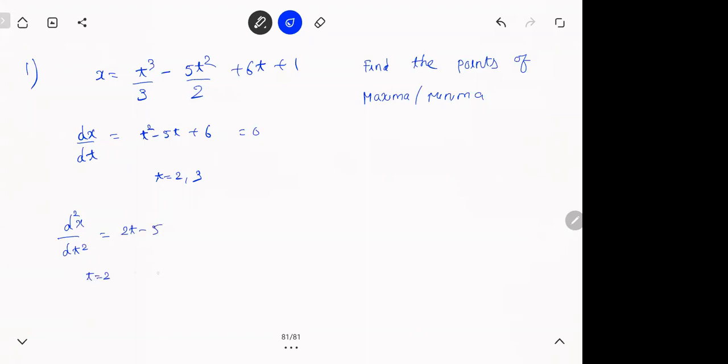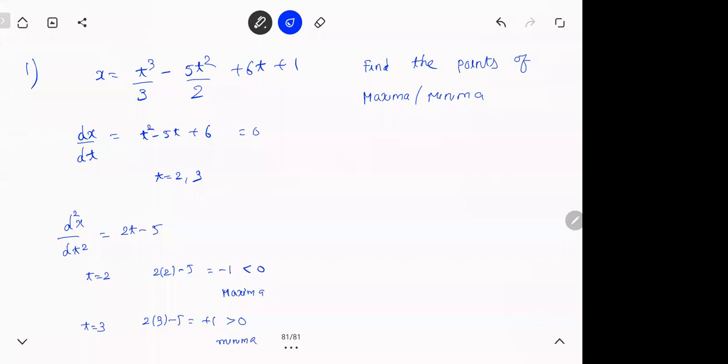Put t is equal to 2. You get 2 into 2 minus 5, minus 1, less than 0. Means this is the maximum. Put t is equal to 3 in the second differential. You getting it? When you set the first differential equal to 0, whatever roots you got, put them in the second differential and then check whether it is greater or less. So 2 into 3 minus 5, this is plus 1, which is greater than 0. This is a minima.